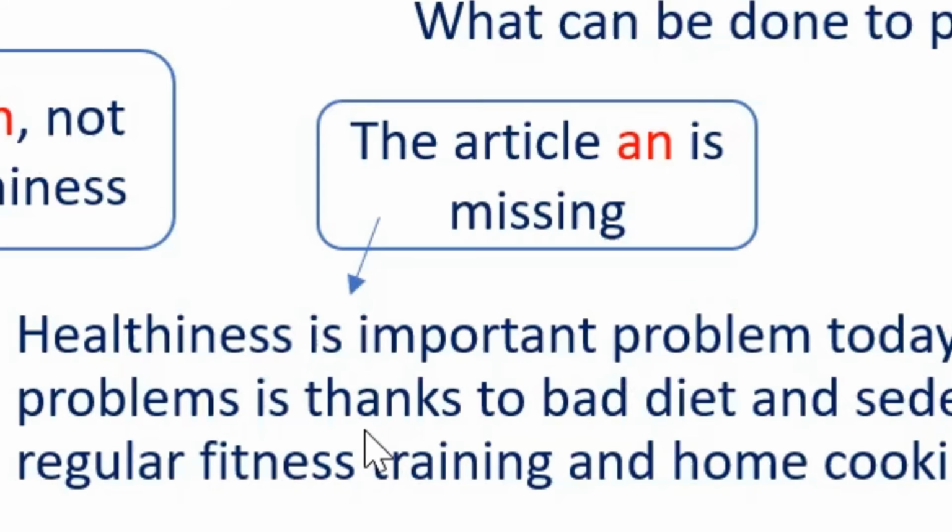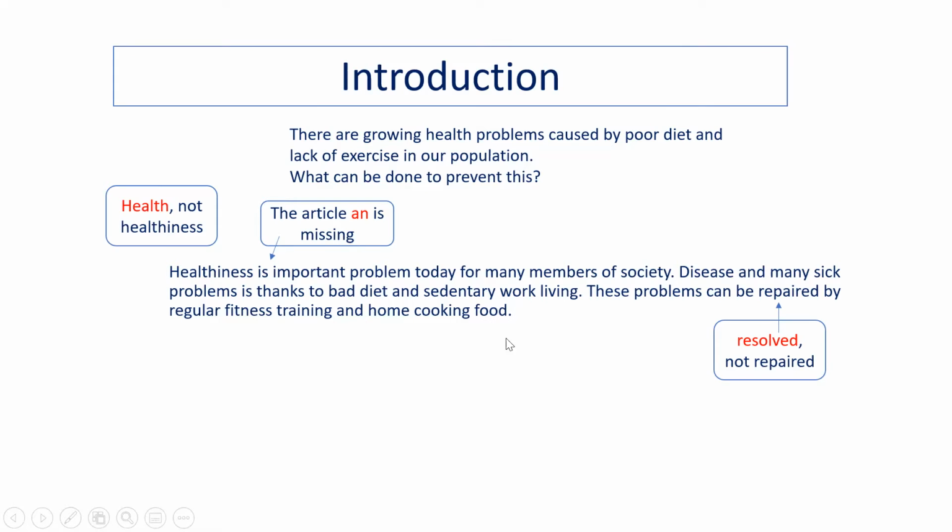Coming back over here, thanks to bad diet, it's also not appropriate. We should be saying due to a bad diet. So a lot of problems here in the grammar. Home cooked should be there instead of home cooking food. So he has a problem also with the use of adjectives.